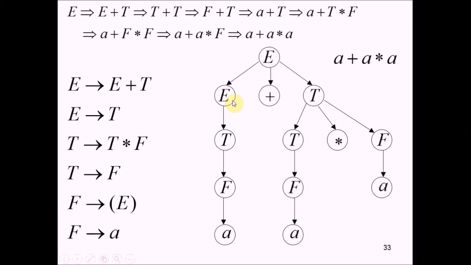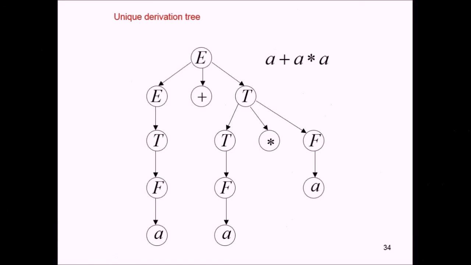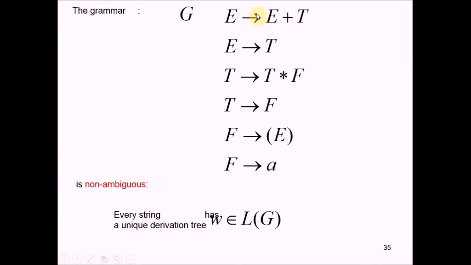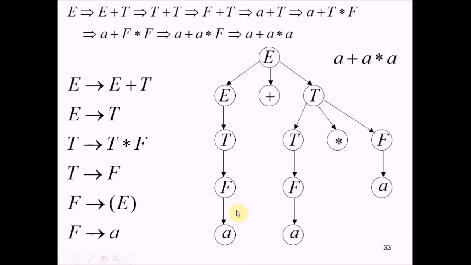This will be like this: E plus T. This signifies that for each string there will be a unique derivation tree or parse tree, something like this: A plus A star A, the expression we had. This is the unique parse tree for this particular string, and the grammar will be like this. Now this becomes non-ambiguous, as every string has a unique derivation tree. So for every string or expression, we have a unique parse tree or derivation tree.